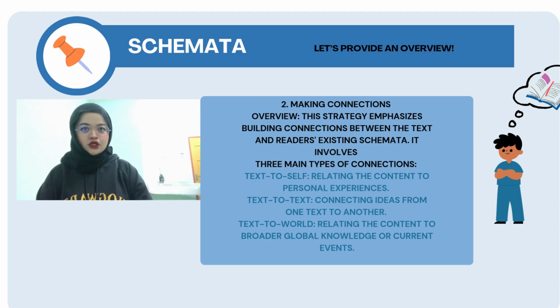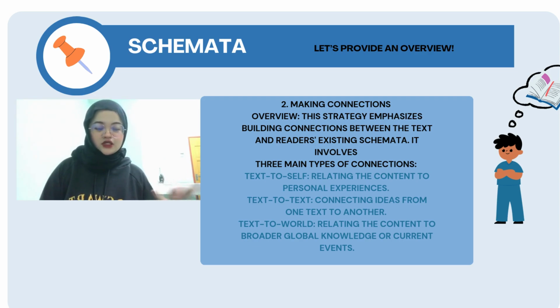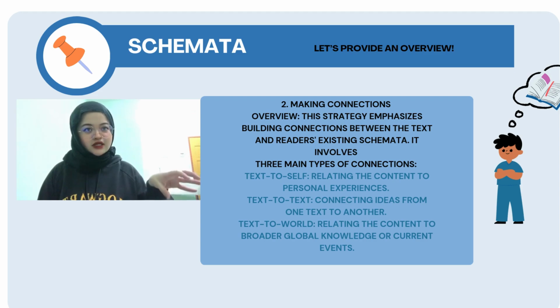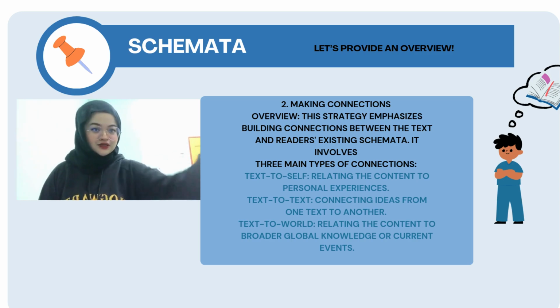So the overview here is this strategy emphasizes building connections between the text and the reader's existing schemata. It involves three main types of connections, which is text to self, which relates the content to personal experiences. Secondly is text to text, which connects ideas from one text to another. And last is the text to world, which relates the content to broader global knowledge or current events.